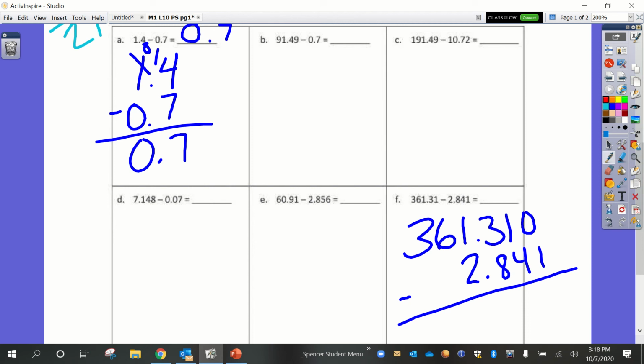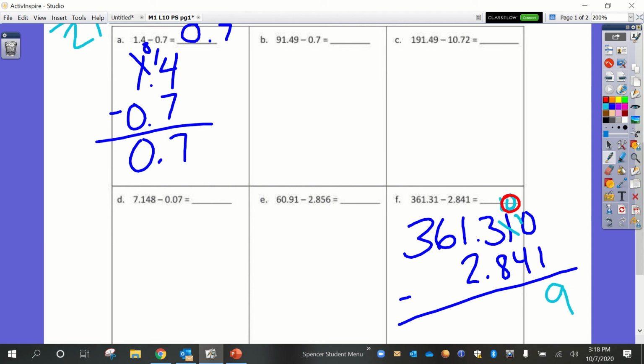Well, in the thousandths place, I cannot take one thousandth away from zero thousandths, so I need to regroup from my hundredths. So we're going to take from our hundredths and regroup into our thousandths. Now that I have 10 thousandths minus 1 thousandth is 9 thousandths. Now I come over to the hundredths place. Can I take 4 hundredths away from 0 hundredths? And I apologize for that zero up there. That's really a zero.